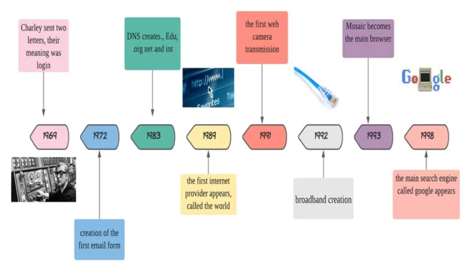In 1983, the DNS, Domain Name System, was created: .edu, .gov, .com, .mil, .net, and .int as part of the names of websites.